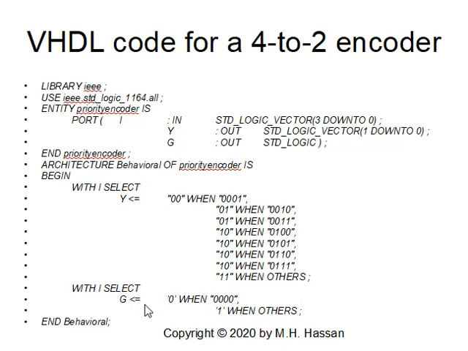Now, with I select, G is 0 when 0, 0, 0, 0. If all the inputs are zeros, none of them is active, and G will be 1 when others. So this means I have an active output or a real output, because G will be 1. Then I will end the behavioral, which is the architecture name, and by this the program will be ended. You can compile it and test it on a chip or any programmable logic device if you wish to, or just simulate the program to see how it is working.